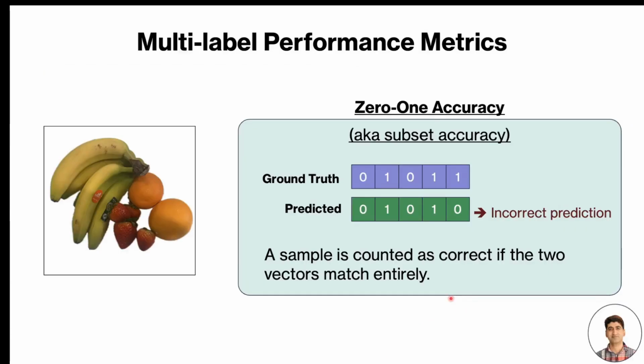The performance metrics that we have described so far are good for multi-class classification. However, for multi-label classification, we have different metrics. So the first metric for multi-label is 0-1 accuracy, also known as the subset accuracy. In this case, we basically look for exact matches between the list of labels for ground truth and the list of labels that are predicted. And even if one of the elements in between these two vectors is different, we consider this sample as an incorrect prediction.